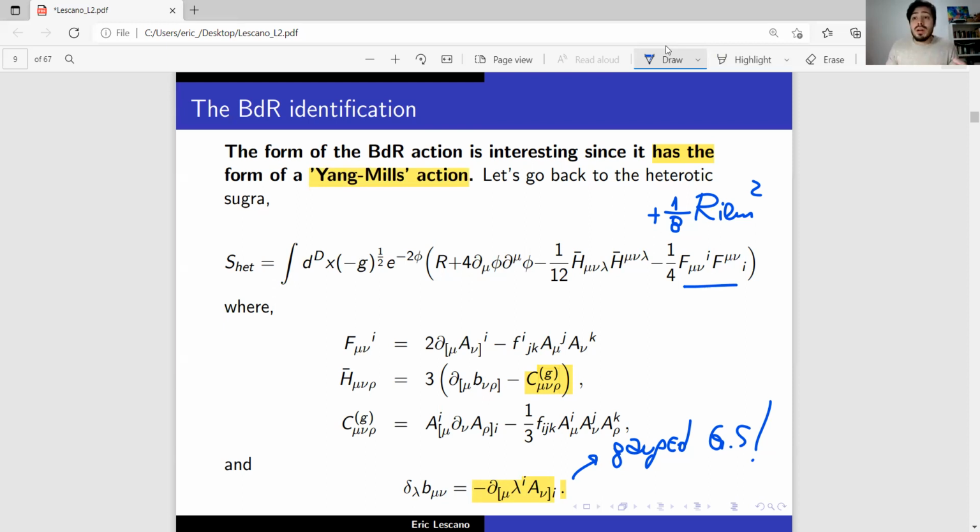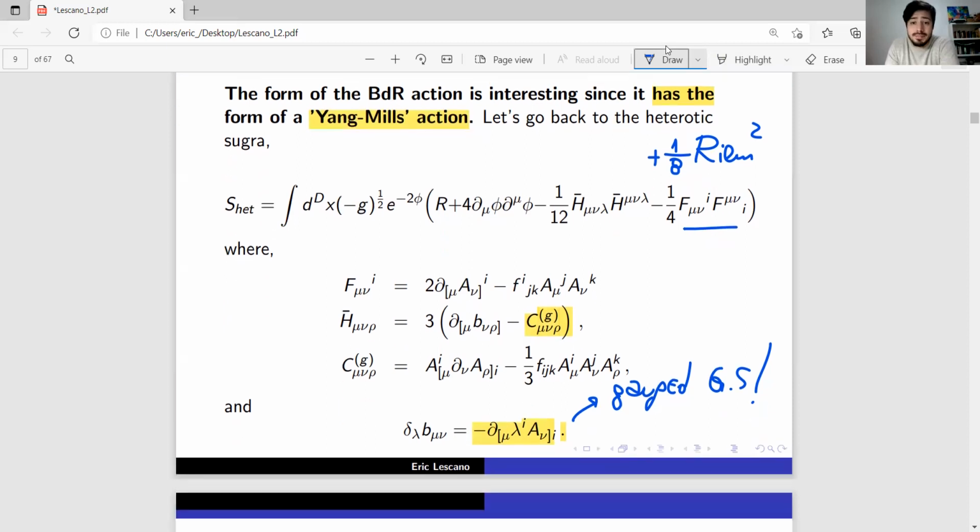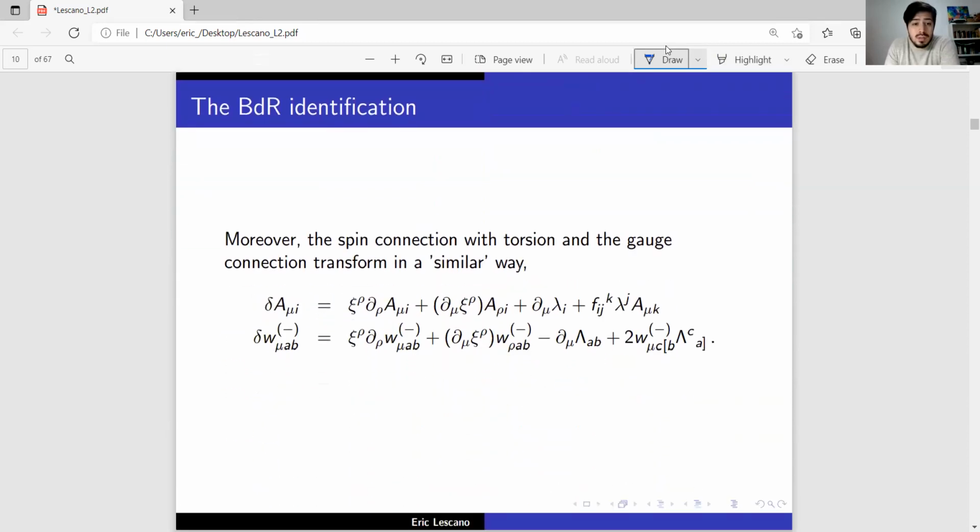In doing so, we are going to obtain the alpha prime corrections from an alternative method. This alternative method is the Bergshoeff–de Roo identification. So in order to identify fields, we need these fields to transform in the same way. And we observe over here that the gauge connection transforms very similar to the spin connection with torsion.